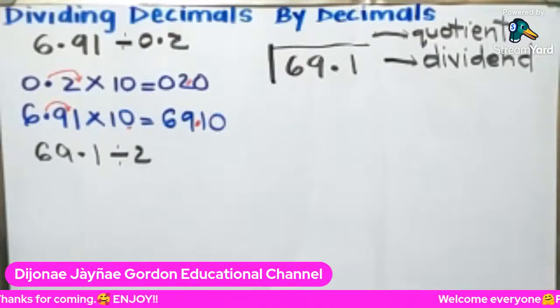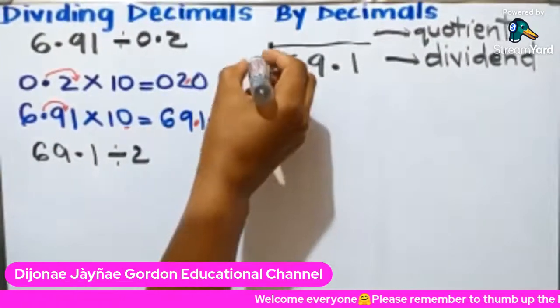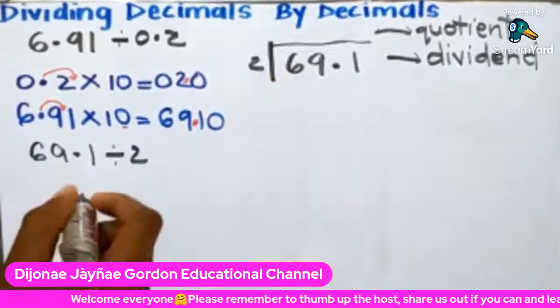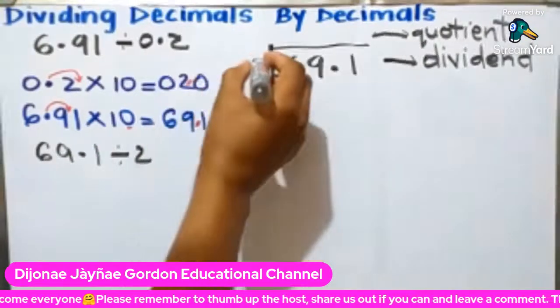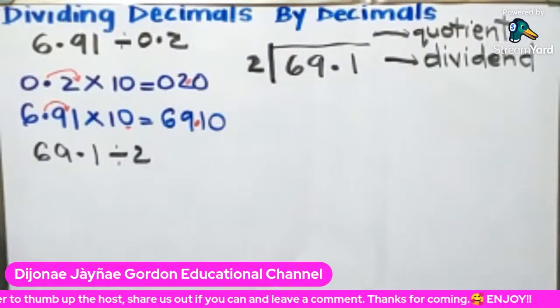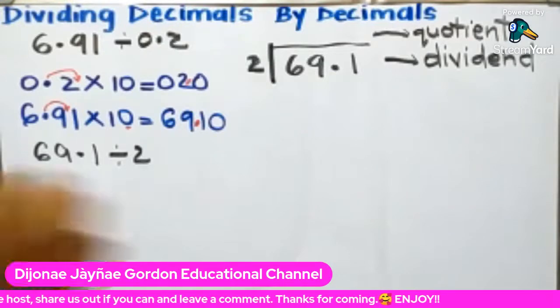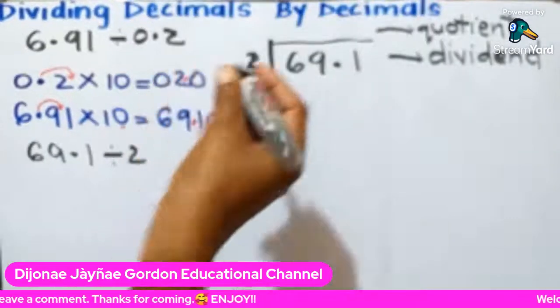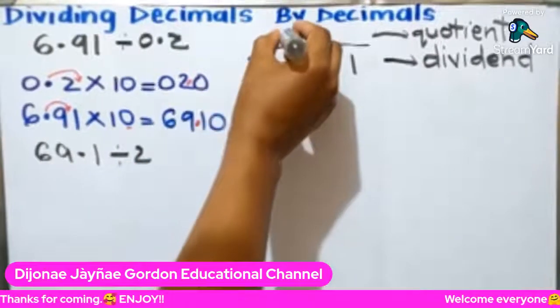All right, so let's go right into it now. Remember, our divisor is 2. This is our divisor. So let's go right ahead and work this division problem. First, you're going to ask yourself, how many groups of 2s can you get from 6? Of course, you can only get 3 groups.